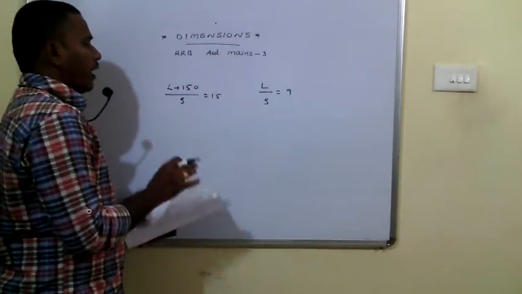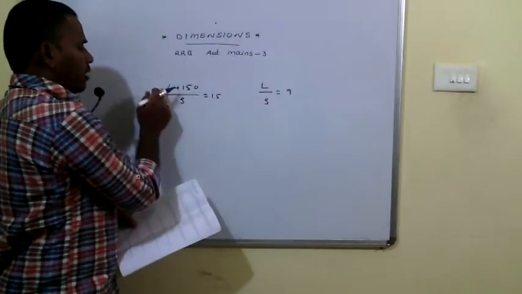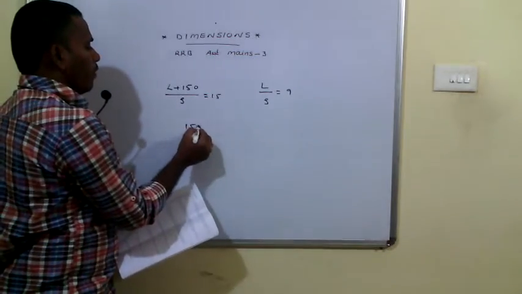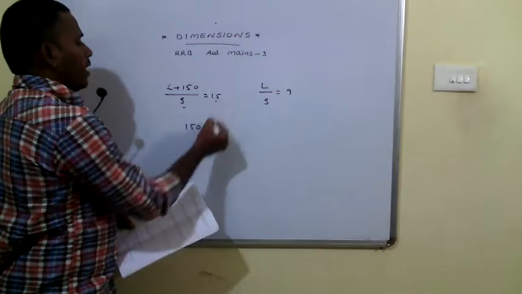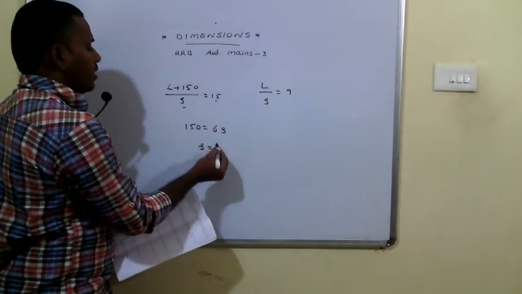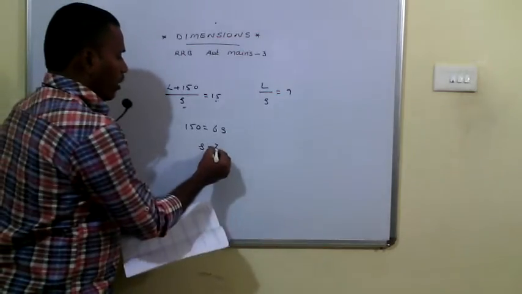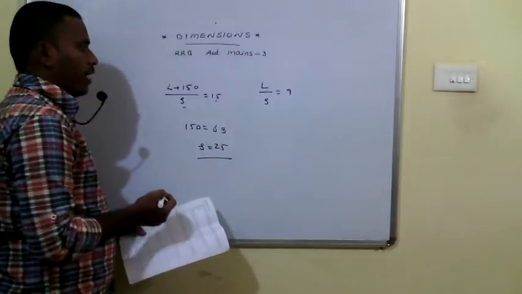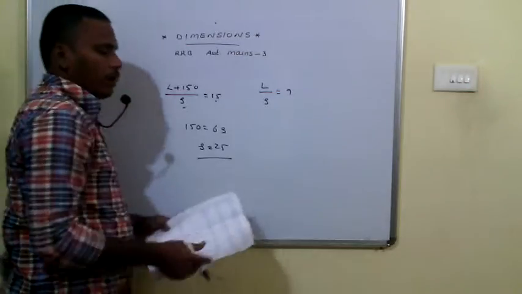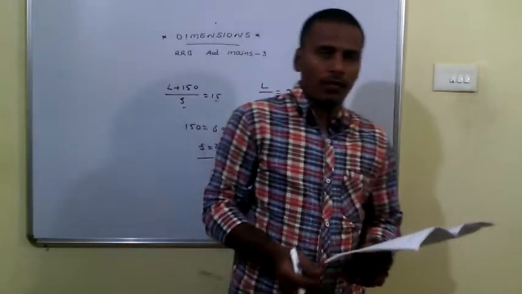Okay, first of all, find the S. So L is equal to 9S. If you replace 9S here, 150 is equal to 15S minus 9S, which is 6S, and S is equal to 150 by 6. Okay, 150 by 6 is 25. Since S is 25, L is equal to 25 into 9, and that is your answer, 225 meters.